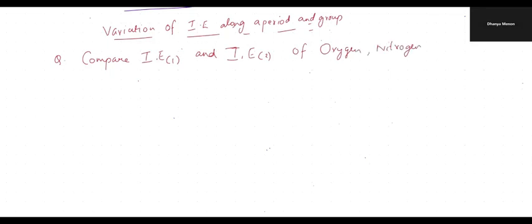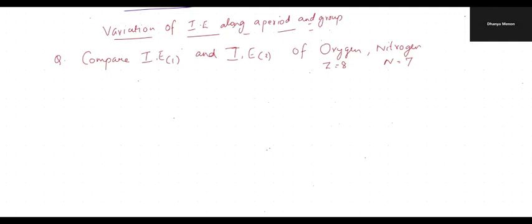Let's check how it looks. Okay, oxygen, the atomic number is 8, nitrogen, the atomic number is 7. Okay, so first, writing down the electronic configuration.